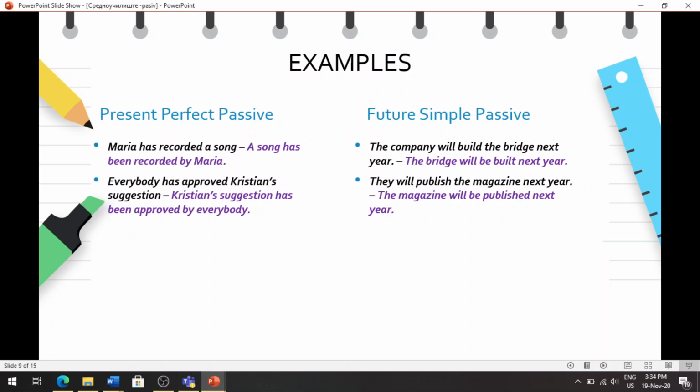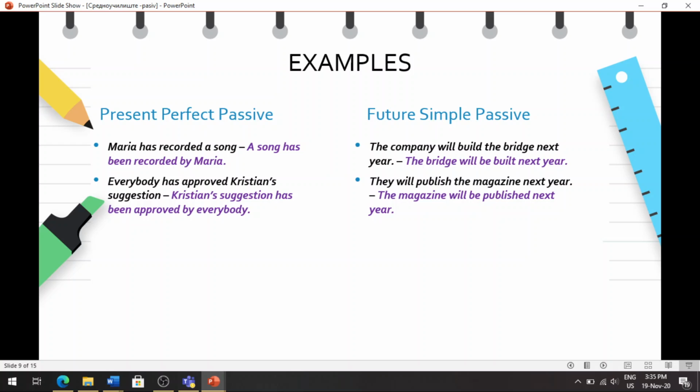I have a couple of examples here for present perfect passive and future simple passive. And I would like to explain that the sentences with black letters are in active voice and the ones with purple color are in passive voice. For present perfect passive: Maria has recorded a song. This is a sentence with active voice. And the transformation into passive voice is: a song has been recorded by Maria.